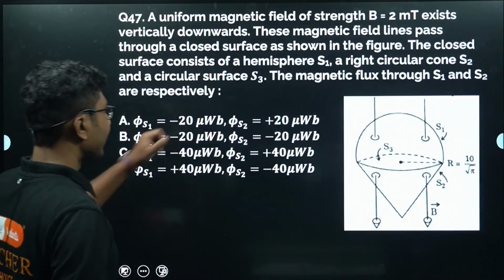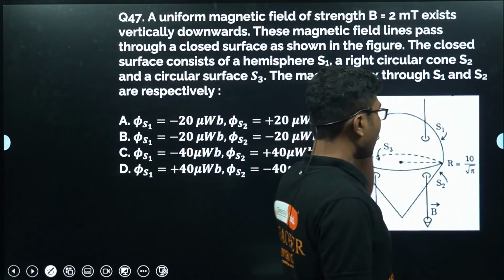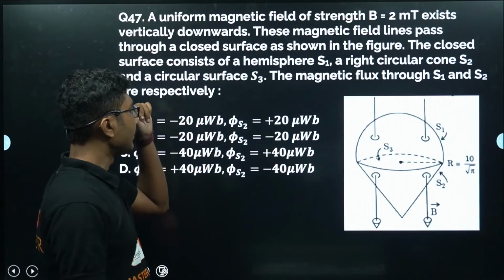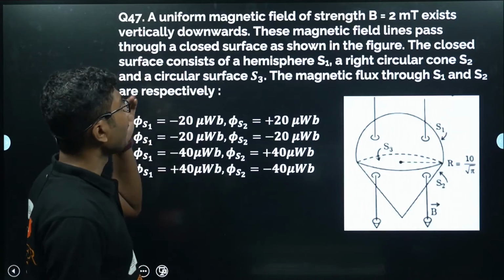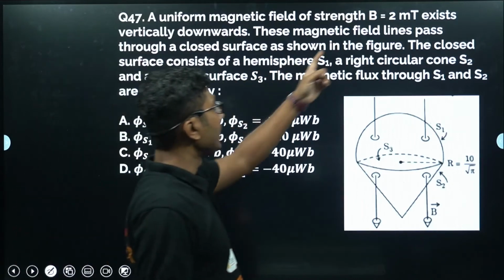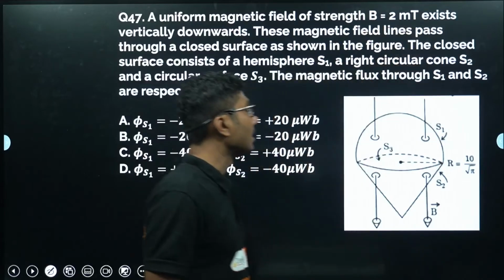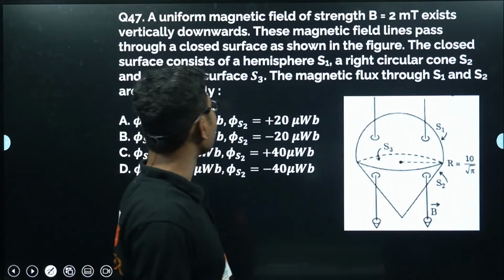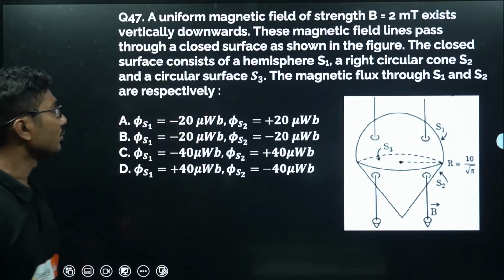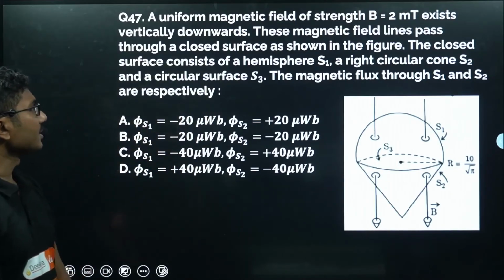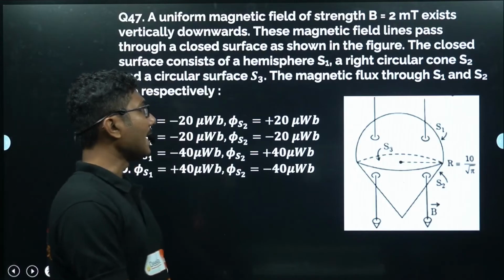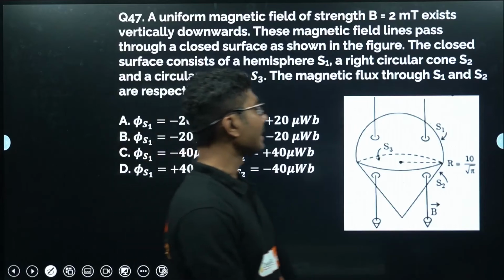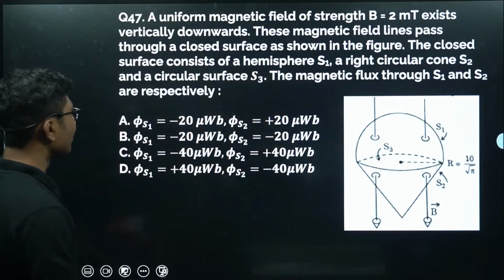Now, this is a very interesting question. Okay. Now, this is a bonus question. Okay, I will explain why it is a bonus question. It was given bonus. A uniform magnetic field of strength B equals 2 millitesla exists vertically downwards. This magnetic field passes through a closed surface as shown in the figure. The closed surface consists of a hemisphere S1, a right circular cone S2, and a circular surface S3. The magnetic flux through S1 and S2 are respectively.